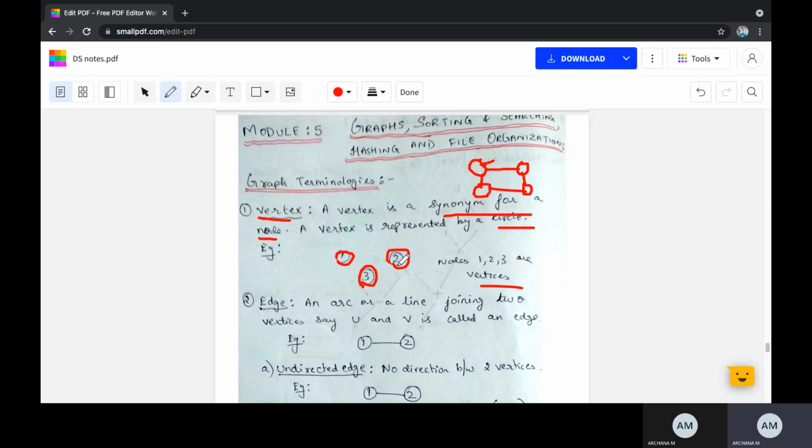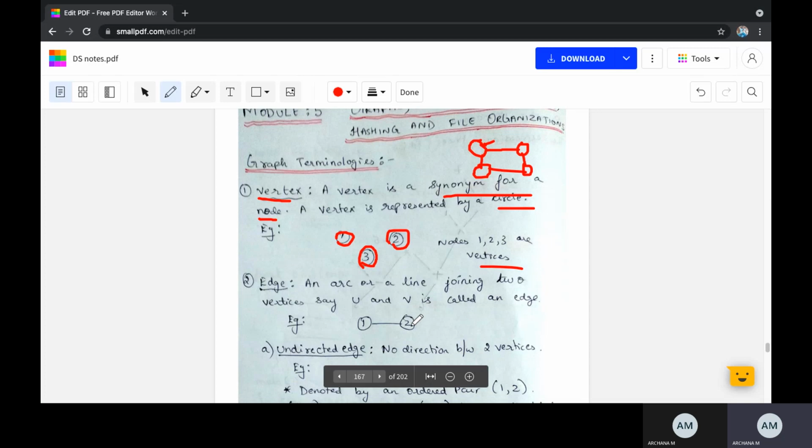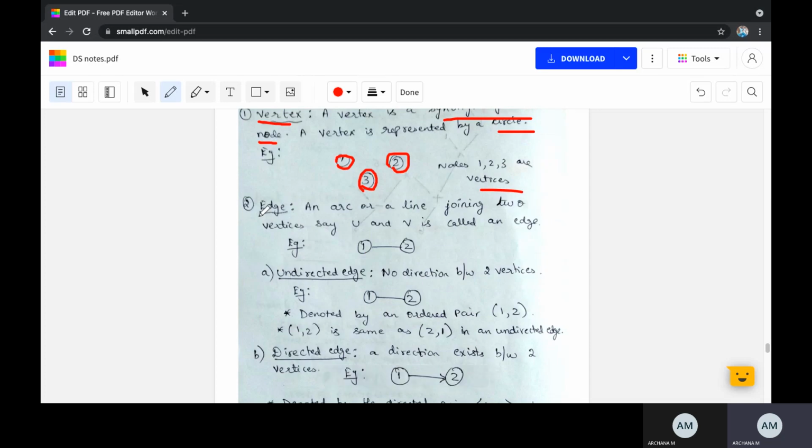Now I have written the vertices like this, and I need to connect them. I need certain connections: from 1 to 2, 1 to 3, 3 to 2. How to connect a graph? There is one terminology known as edge: an arc or a line joining two vertices. For example, take a source vertex U and a destination vertex V. Take two vertices, 1 and 2, and draw a line between them like this. This line is called an edge of a graph.